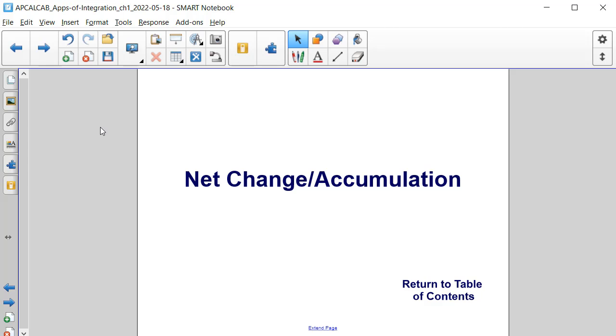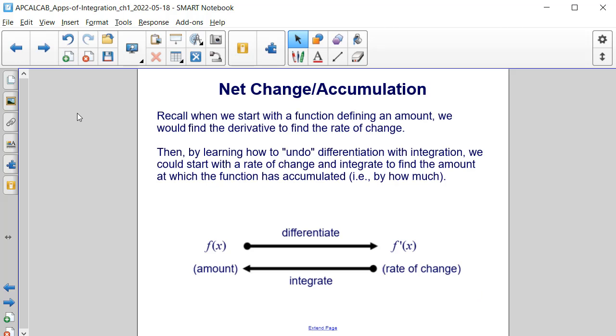Net change or accumulation. Recall when we start with a function defining an amount, we would find the derivative to find the rate of change. Then, by learning how to undo differentiation with integration, we could start with a rate of change and integrate to find the amount at which the function has accumulated, or in other words, by how much the function has accumulated.